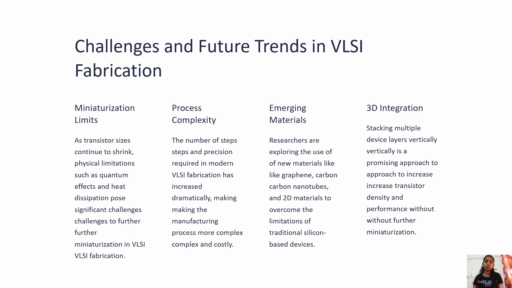Emerging materials. Researchers are exploring the use of new materials like graphene, carbon nanotubes, and 2D materials to overcome the limitations of traditional silicon-based devices. 3D integration. Stacking multiple device layers vertically is a promising approach to increase transistor density and performance without further miniaturization.